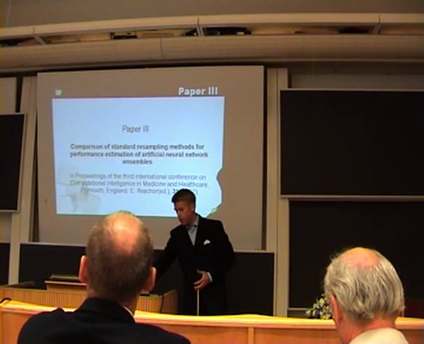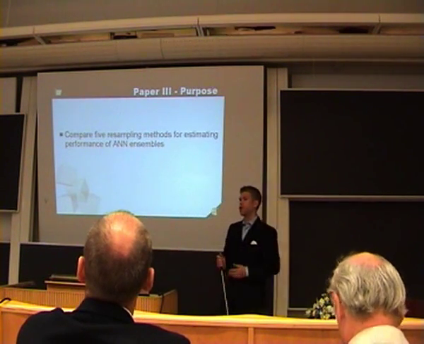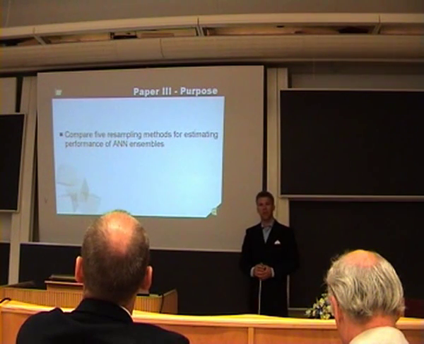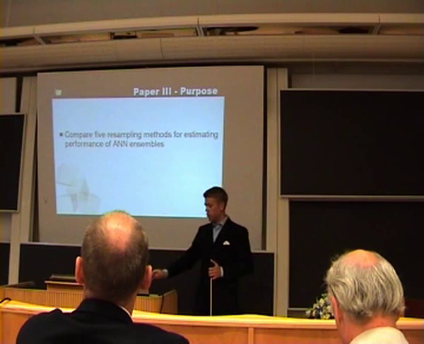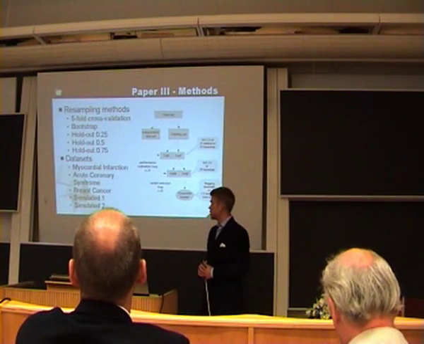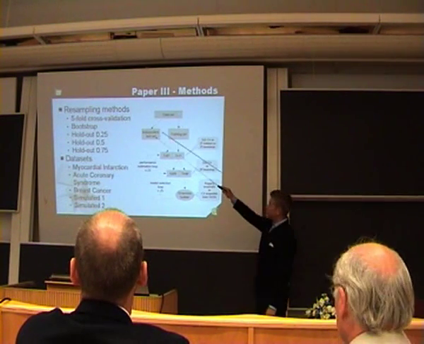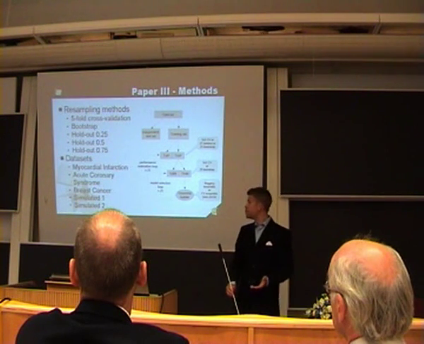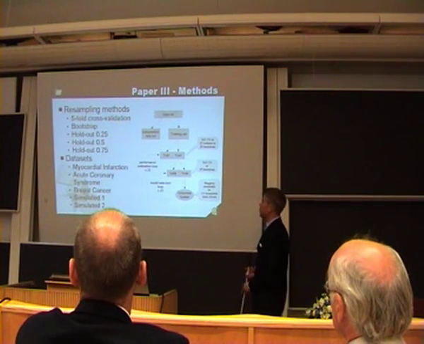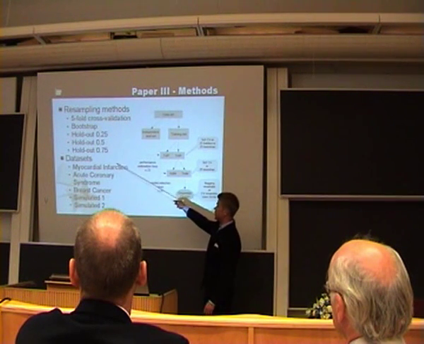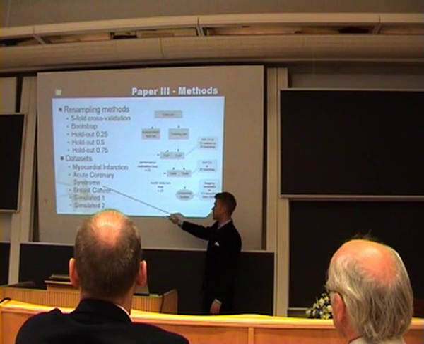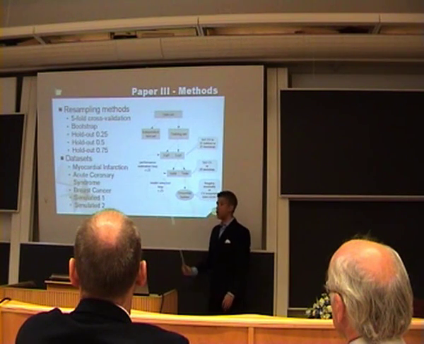In paper 3, we want to compare the best methods to estimate the performance of a neural network. This was a numerical study where we compared 5 different sampling methods. We compared 5-fold cross-validation, bootstrap, and holdout using 3 different cuts. The datasets we used were myocardial infarction, that we discussed before, an acute coronary syndrome dataset, we looked at breast cancer, we also looked at 2 simulated datasets.